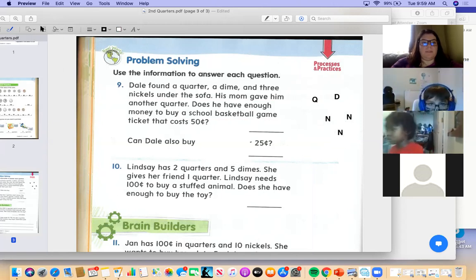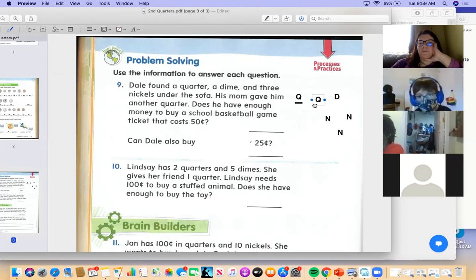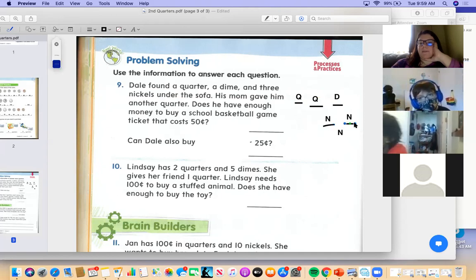And then his mom gives him another quarter. I'm gonna put that over here. So how much money does he have? So let's count. We've got 25, 50, 60, 65, 70, 75 cents. So he has 75 cents.